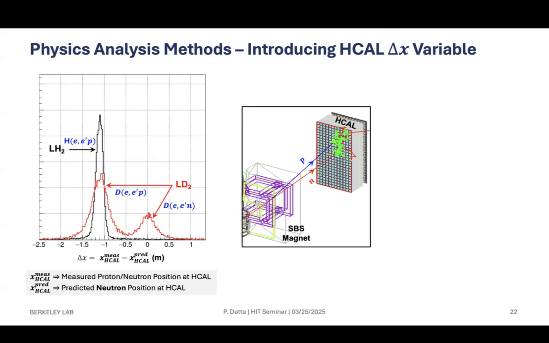So then when we plot this delta X variable for the deuterium data, we get 2 broader peaks, one at the origin, another coinciding with the hydrogen one. So the one at the origin must be due to quasi-elastic electron-neutron scattering, and the one coinciding with the hydrogen data must be due to quasi-elastic electron-proton scattering. So you can see we get a nice separation of proton and neutron events in this delta X variable, which we can then fit to get the corresponding counts to get our ratio of interest, R_QE.